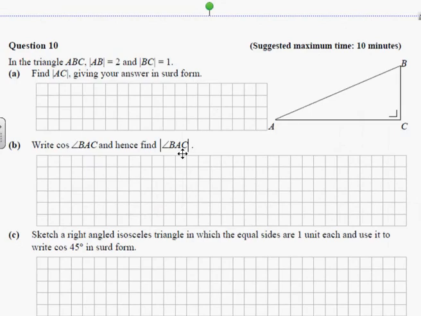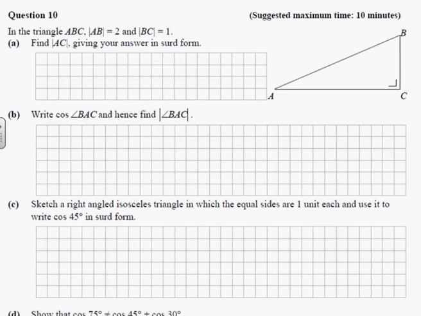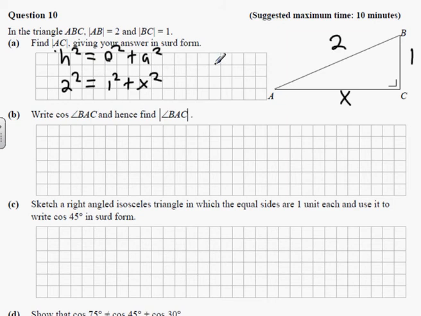This one here. In this triangle, AB is worth 2. BC is worth 1. Find AC. Any options, guys? Pythagoras' theorem. Once you're done with Pythagoras' theorem, 2 squared equals 1 squared plus x squared. 4 equals 1 plus x squared. We did this earlier today, didn't we? 3 equals x squared. X equals root 3.